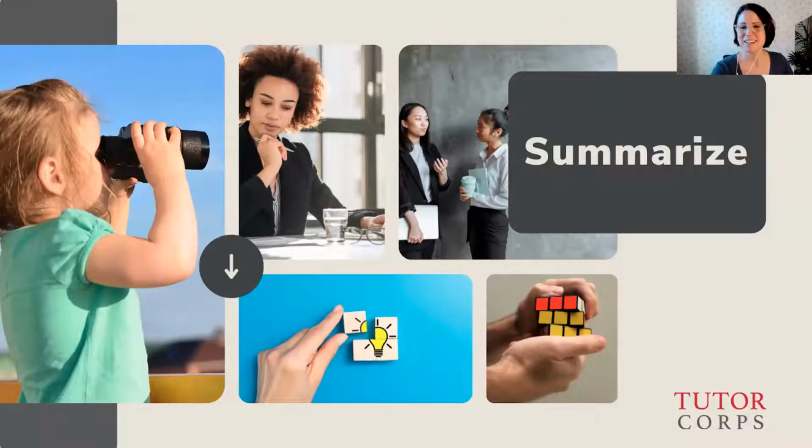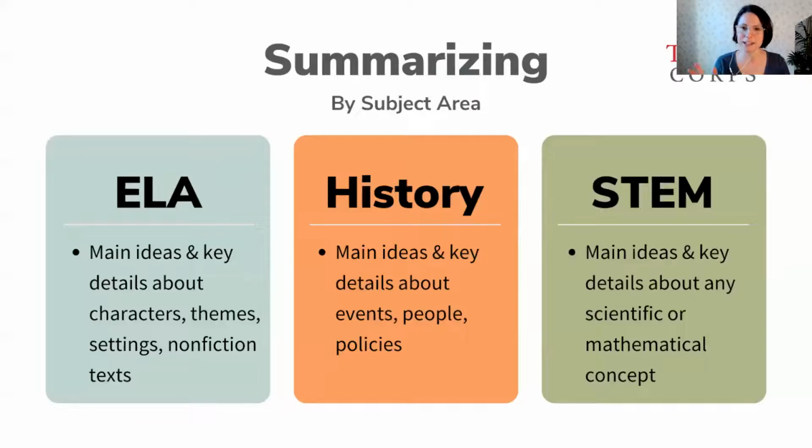Okay, so we'll quickly go through what each of these different structures looks like, and then we'll do some examples together. So the first is summarize. As you can see, this is really just different types of analysis where you're looking at the big picture, and you're asking, okay, what's the main idea? So here's how that could look in a few different subject areas. In ELA, maybe you're looking at the main ideas and key details about characters, themes, settings, or information you've gathered in a nonfiction text. In history or social studies, maybe the main ideas and key details about events, people, policies. In STEM fields, main ideas and key details about really any scientific or mathematical concept.